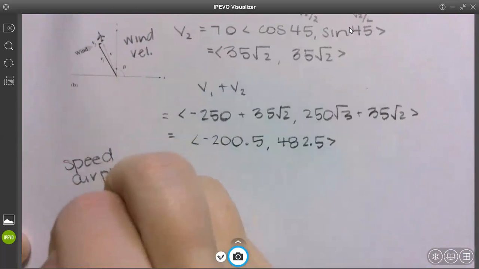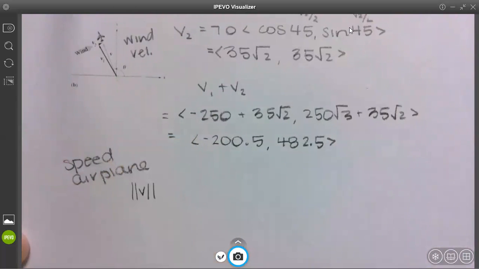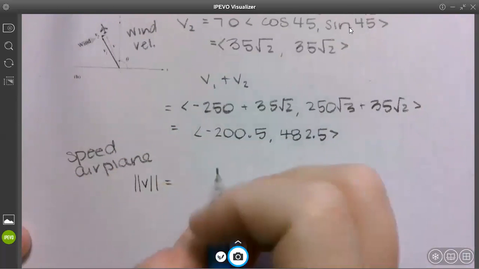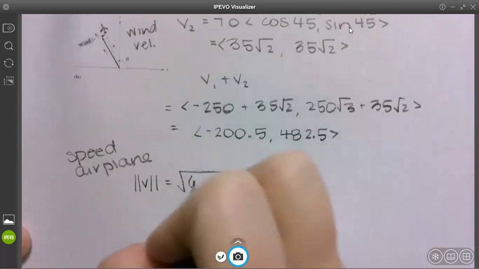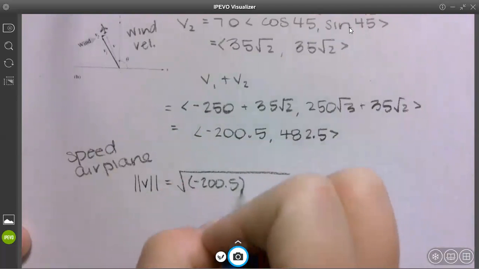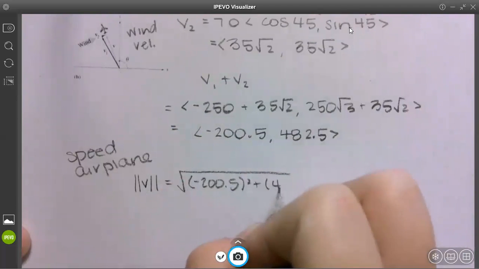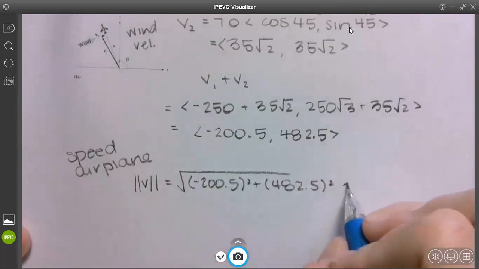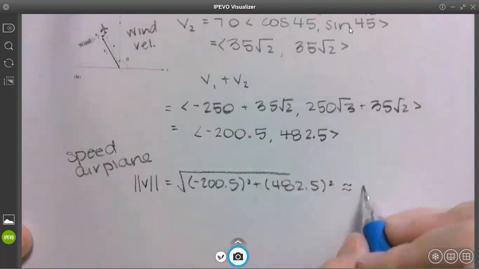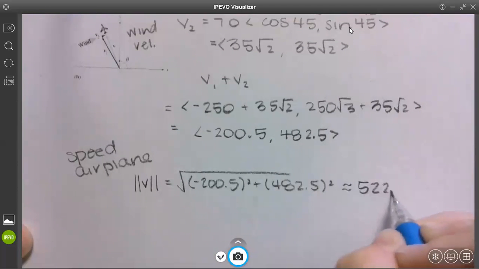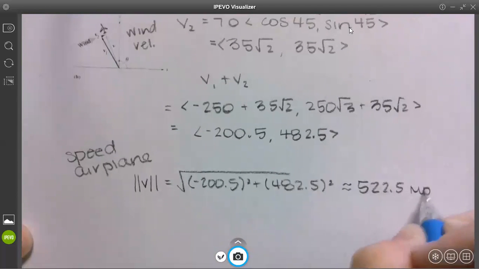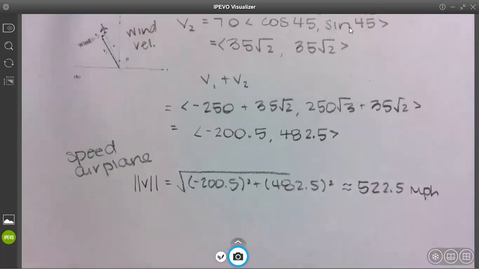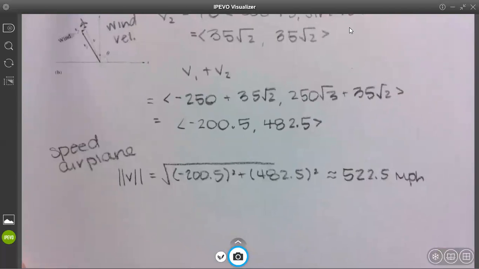So then the speed of the airplane is going to be your magnitude. So that's your distance formula: negative 200.5 squared plus 482.5 squared is going to give you approximately 522.5 miles per hour. So your speed, or your magnitude, is 522.5.